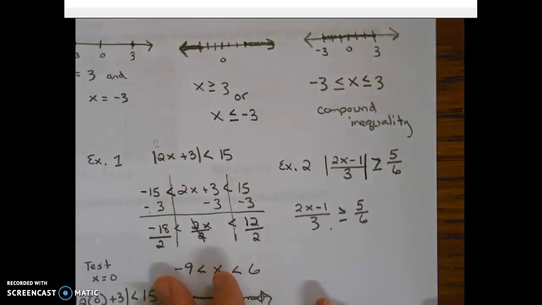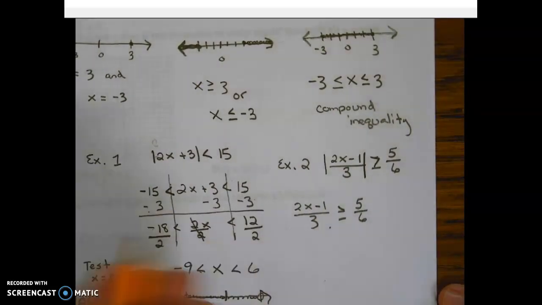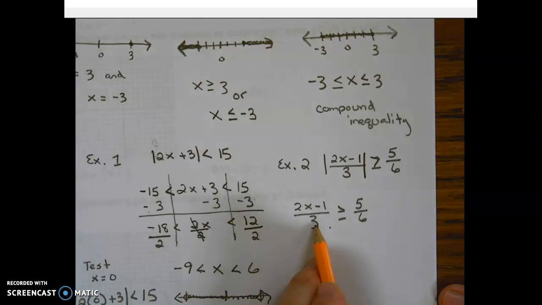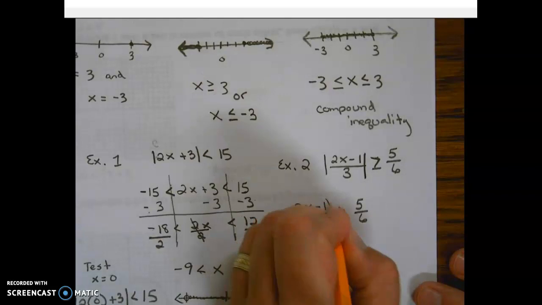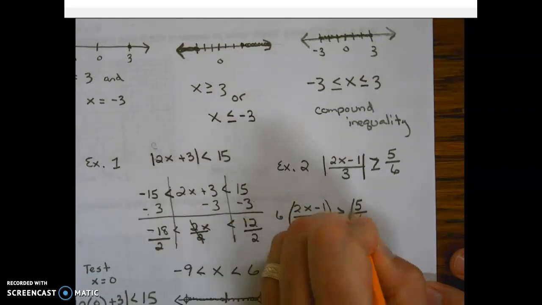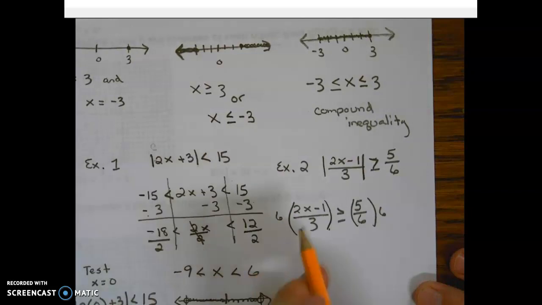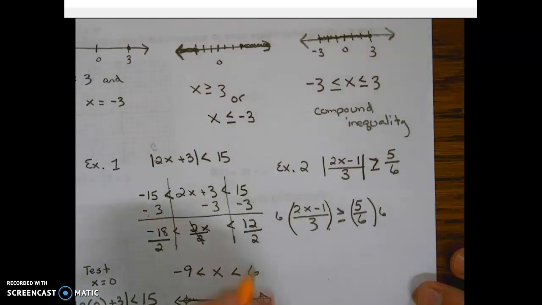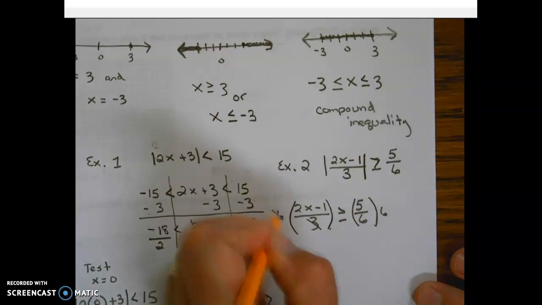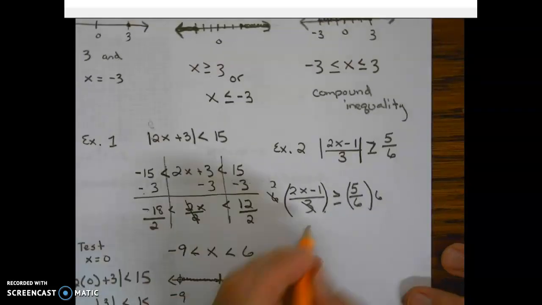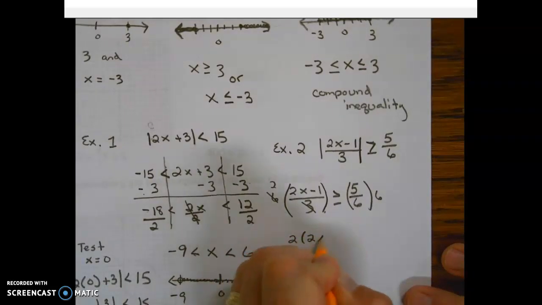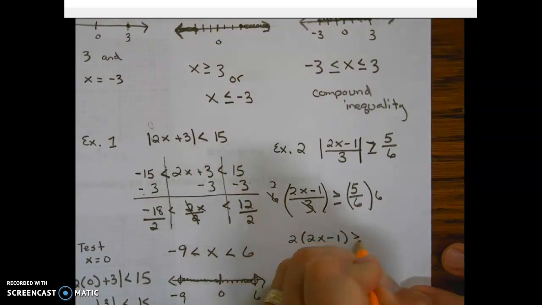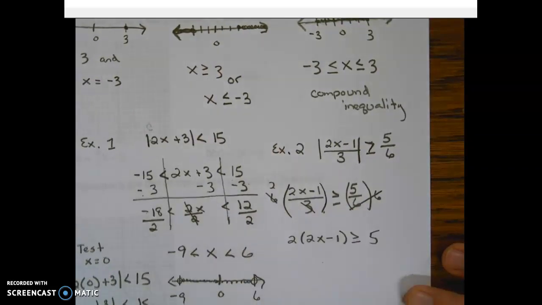So let's go ahead and solve it before we set up the second one. So remember, to cancel out a fraction, we would want to multiply by a common denominator. So a common denominator here would be 6. Don't forget that if you ever multiply or divide by a negative number, the inequality flips. But in this case, it's a positive number, so we're good. So 3 goes into 6 2 times. So we're going to have 2 times 2x minus 1 is greater than or equal to 5.